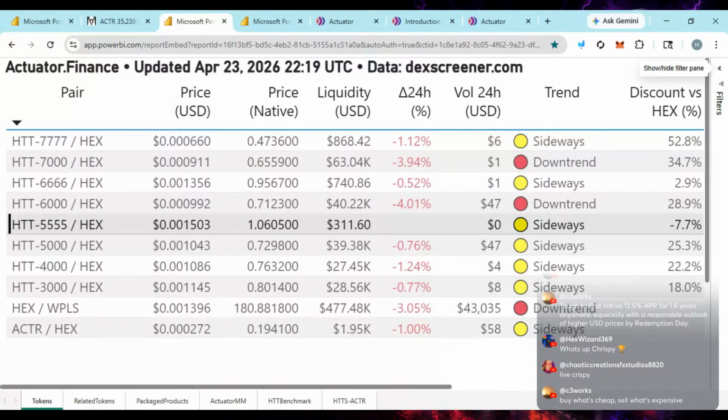Okay, and you might say to me, yeah, but we don't know what the price is. You're right. I don't know what the price will be in the future. Can't tell you that for sure. But I can tell you that 1 HEX will be equal to 1 HEX. And on redemption date, 1 HTT is equal to 1 HEX. And so people are utilizing this for that purpose.